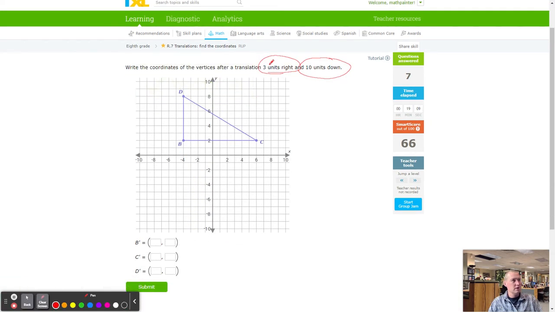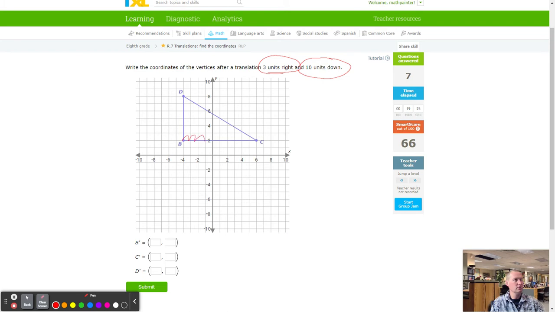It's a double translation. We're going 3 units to the right and 10 units down. So a little bit more counting. Again, just count. I cannot reiterate, take your time, don't rush. If you rush, you're just going to be mad and frustrated. So just take your time. Let's start with B. 3 units to the right.